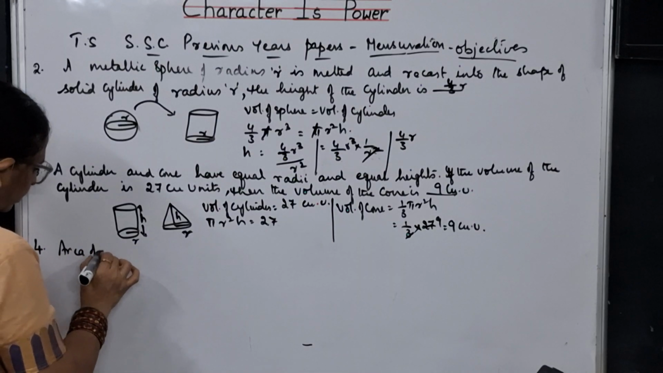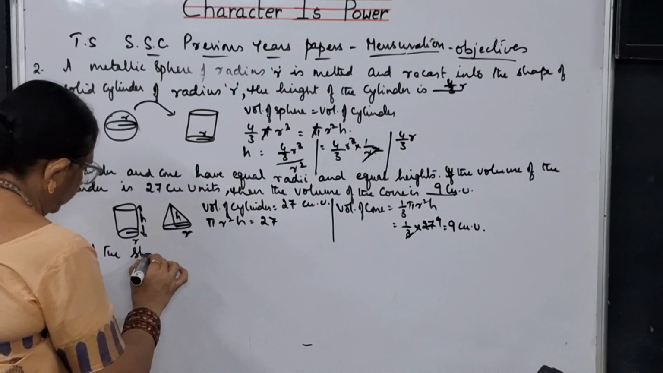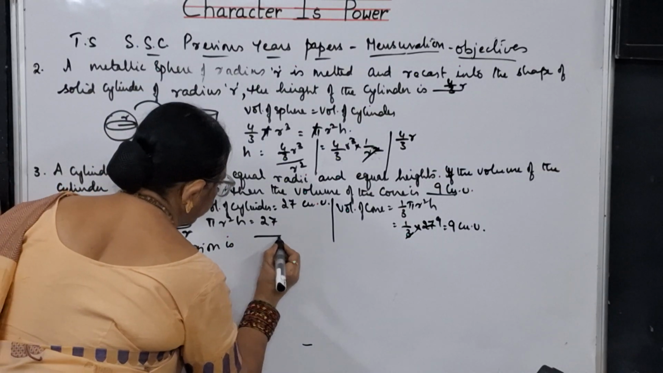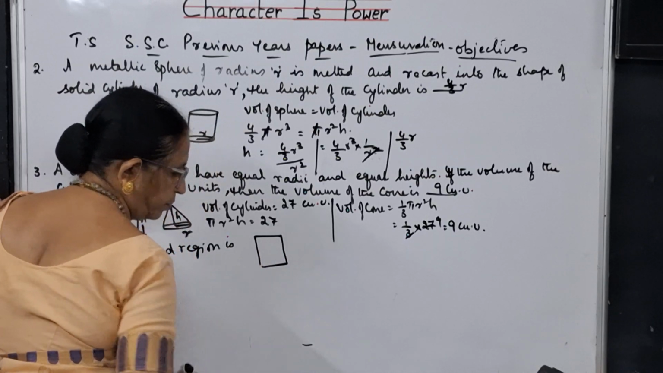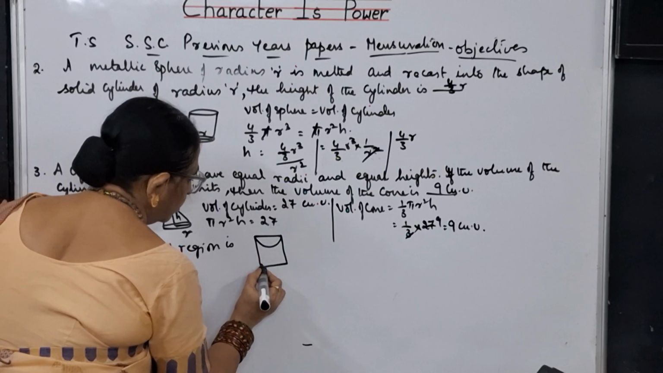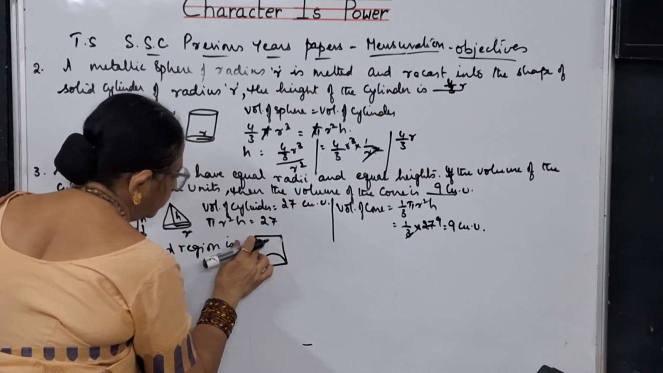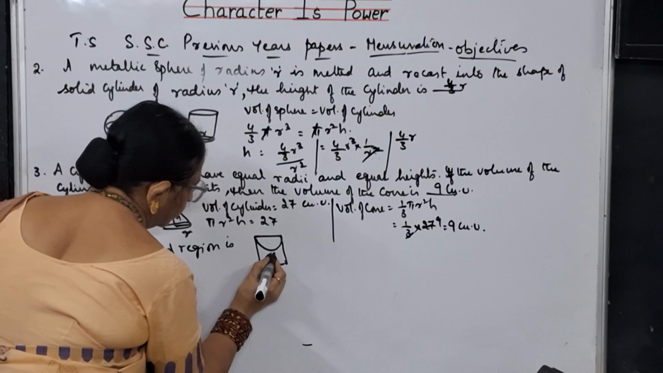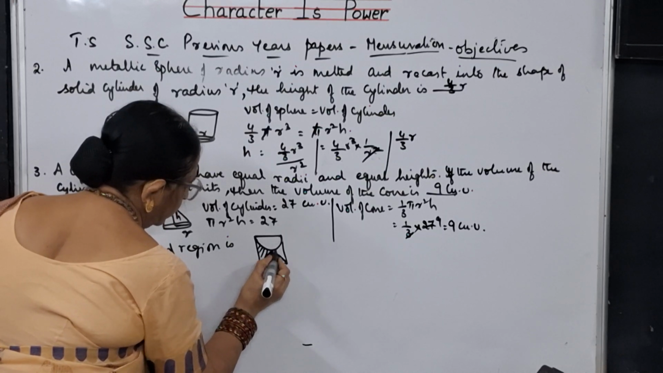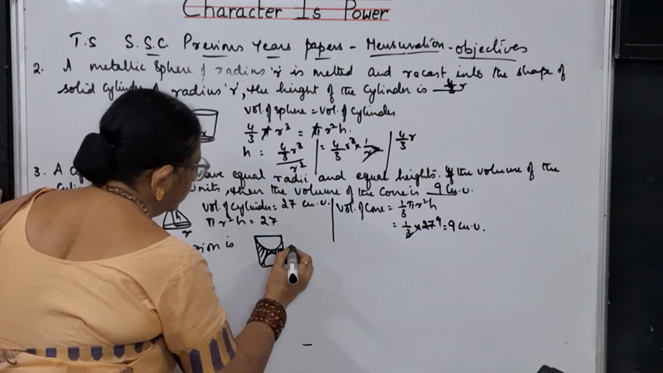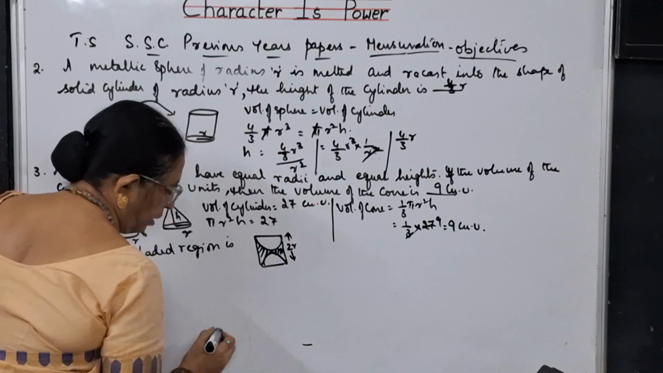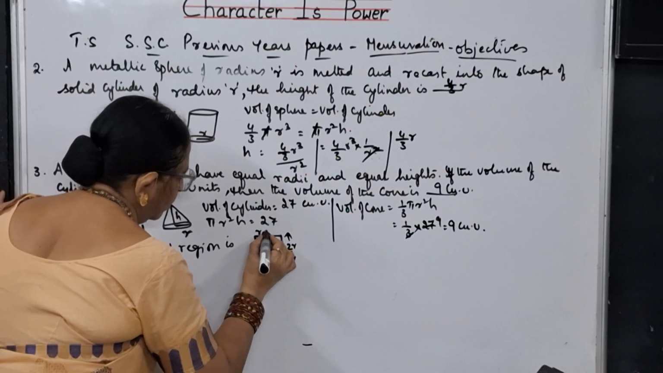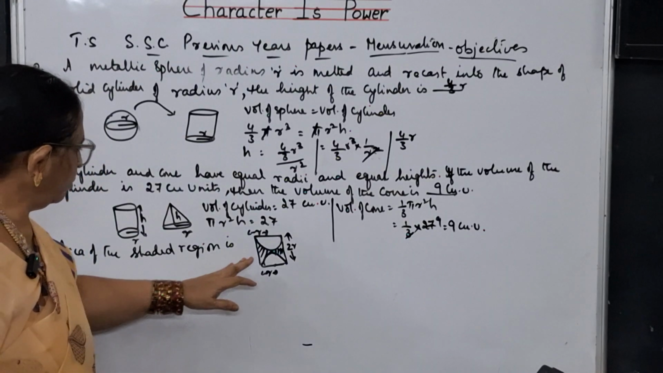Area of the shaded region. You have got a figure like this, and this is the shaded region, and this is 2R, and here this is R, and this is R. You have to find out the area of the shaded region.